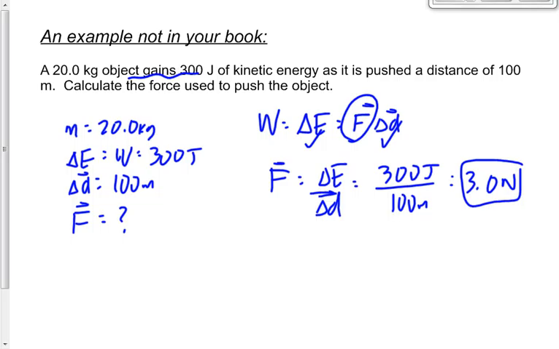Why such a small force? Wouldn't we have expected a bigger force here to push a 20 kilogram object? Well, look how far we're pushing it. We're pushing it 100 meters. We're not giving it very much energy. We're only giving it 300 joules. So it takes us 100 meters to give it 300 joules of energy. It doesn't take very much force to do that. If we gave it a bigger force, it would have gained a whole lot more energy over a span of 100 meters.